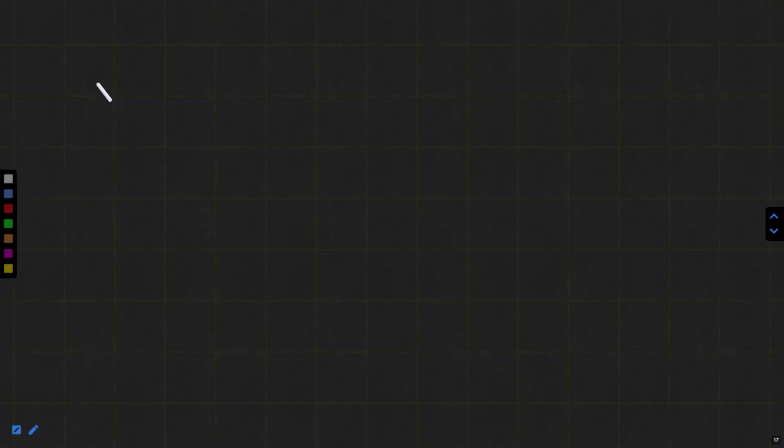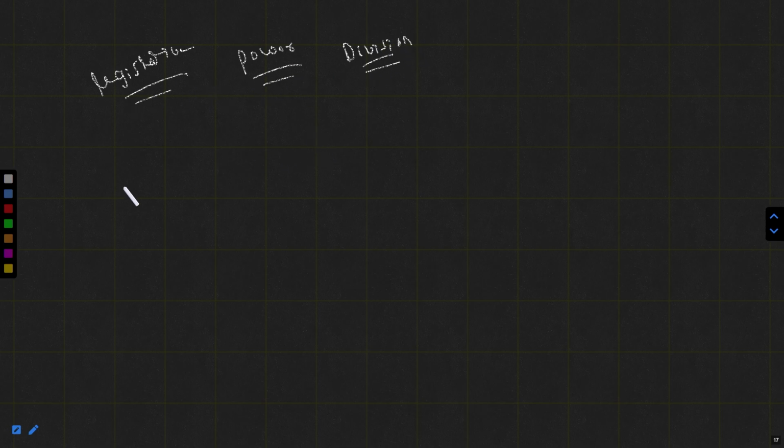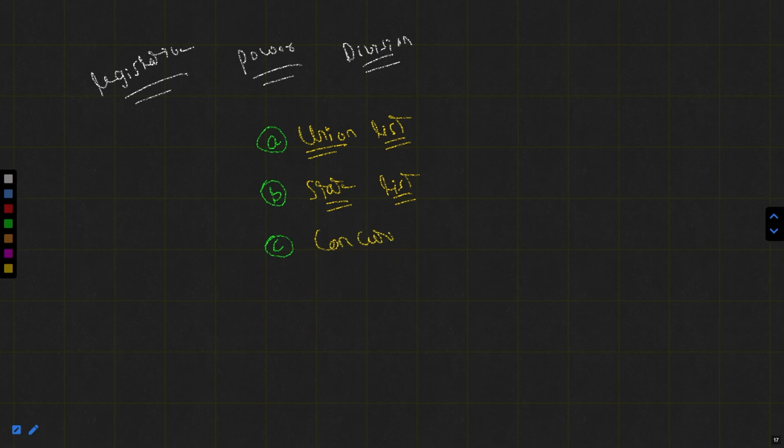Whenever we talk about the legislative power division between the center and the states, it is basically done on the basis of the union list, the state list, and the concurrent list. Union list, state list, and the concurrent list. On the basis of these three.